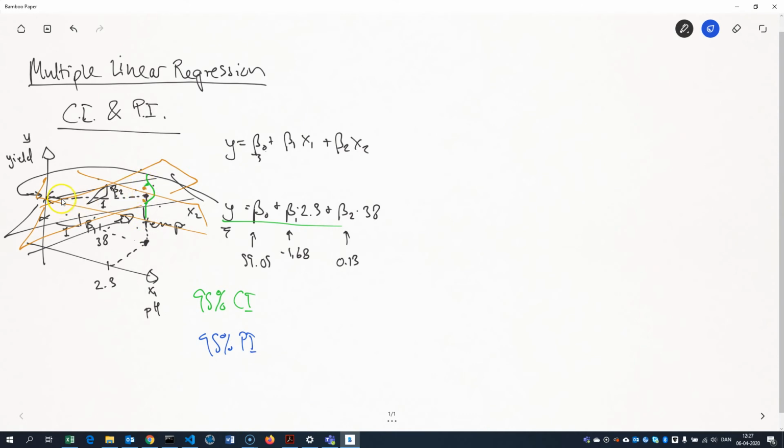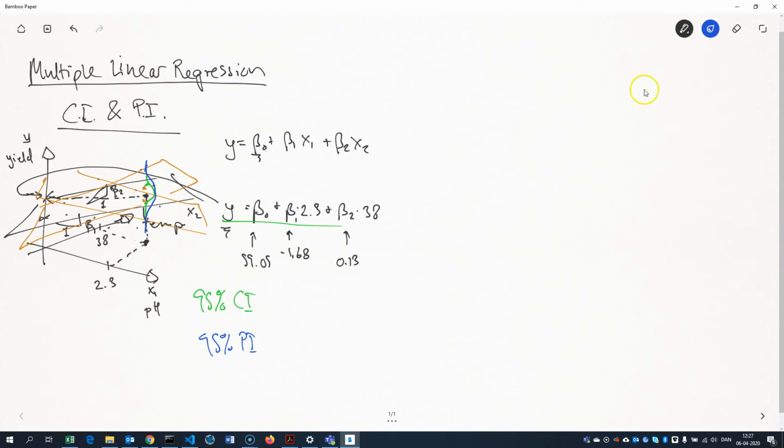So there's the uncertainty of the plane's position itself, and then there's the uncertainty of the single observations around the plane. So that gives a wider, you could say more uncertain, less precise prediction interval. We talked about that earlier.